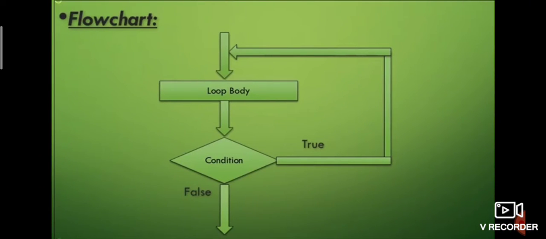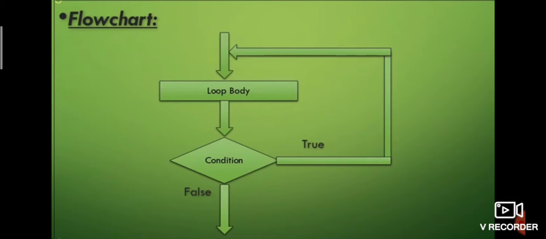Now we shall discuss the flowchart of the do while loop. First of all, the loop body is executed. That is, the statements in the loop body are executed. After that, the condition is evaluated. If the condition is true, the control again enters into the loop body and executes all the statements in the loop body. This process continues as long as the condition is true, and the loop terminates if the condition is false, as in this flowchart.